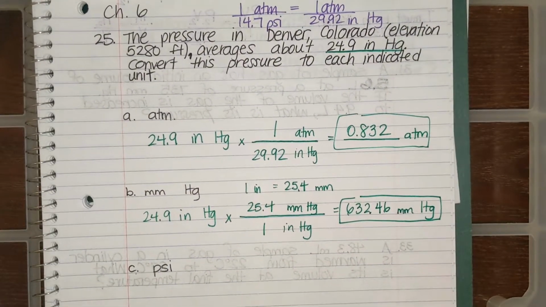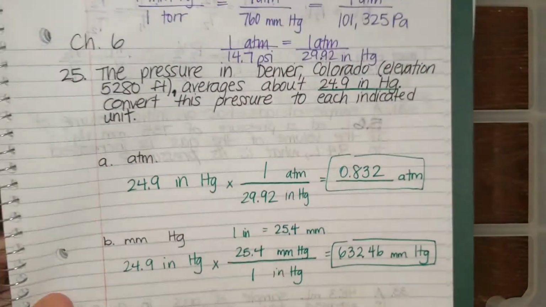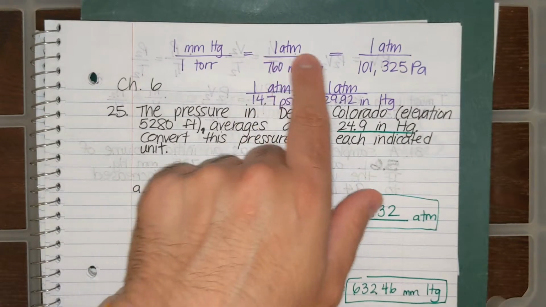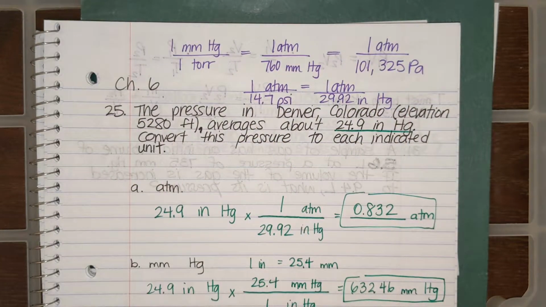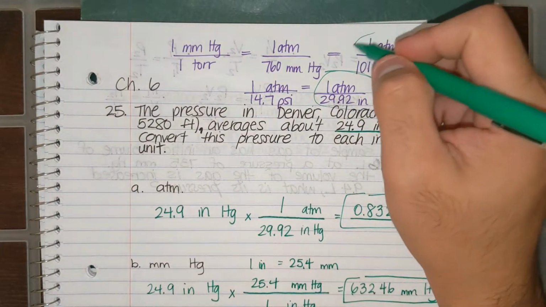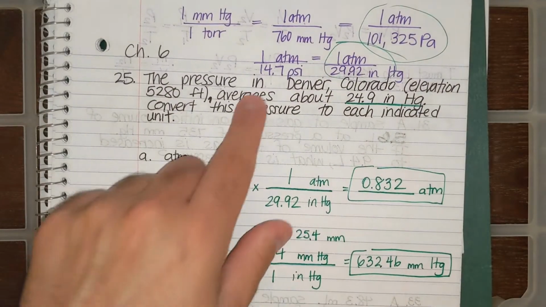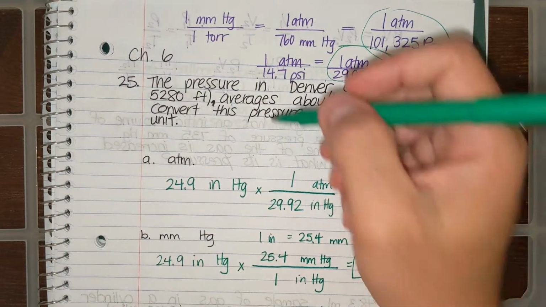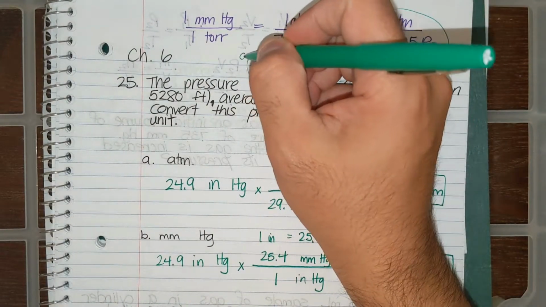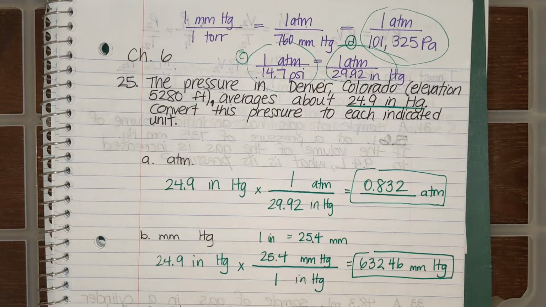Okay, now for the last two, it wants you to convert psi to pascal. You could do the same type of setup, and I have some conversions up at the top here for you. You're going to be using two of them. I would probably use the atmospheres to inches of mercury and then the atmospheres to pascals for letter D. And then there's an atmospheres to psi that I could use for C. So this I could use for C. I would use both of these for D.